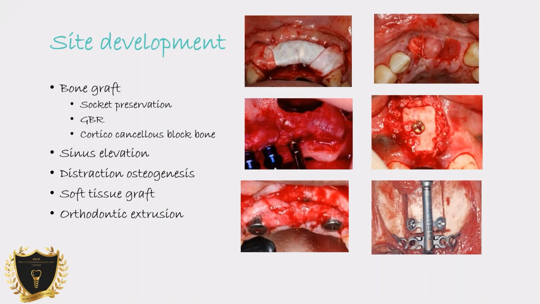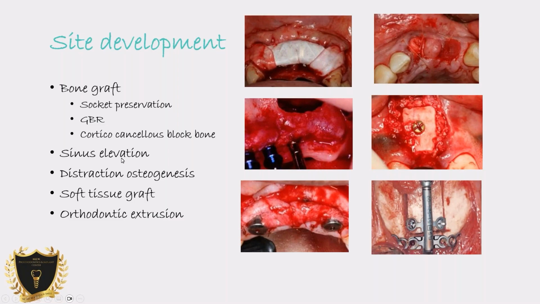You can do bone grafting. Bone grafting could be like a socket preservation. You take the tooth out and put some kind of bone in there. You can do guided bone regeneration if you need to augment the site vertically or buccally. As you can see, this is socket preservation, guided bone regeneration. You can put corticocancellous bone. You can put a block graft.